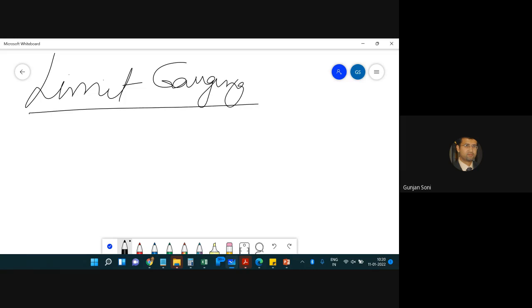So limit gauging is generally used in mass production where a large number of similar components are being manufactured on an interchangeable basis. And inspection of each unit is a time consuming and very expensive exercise. Also, you are mostly interested in whether the particular size is lying within certain limits or not. You are not concerned about the exact size of the object.